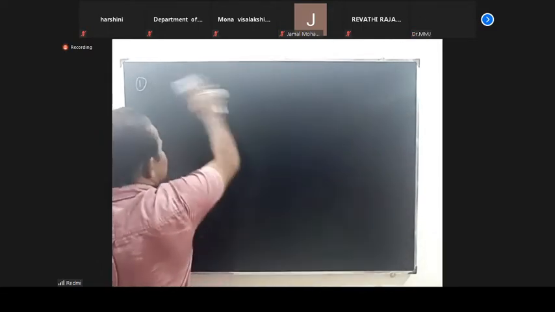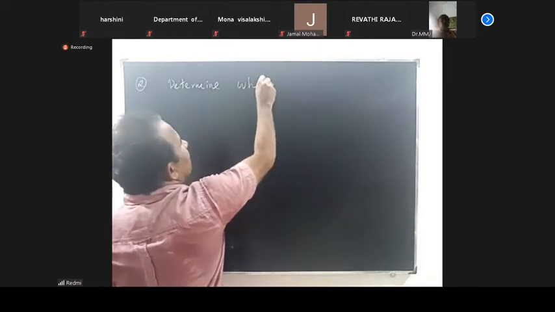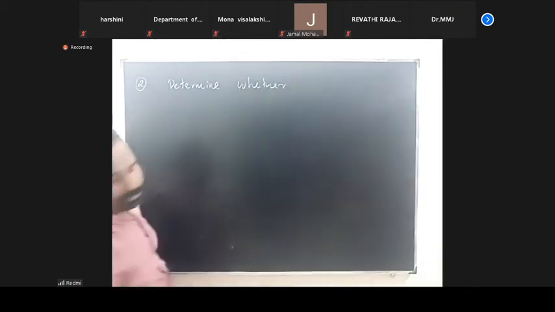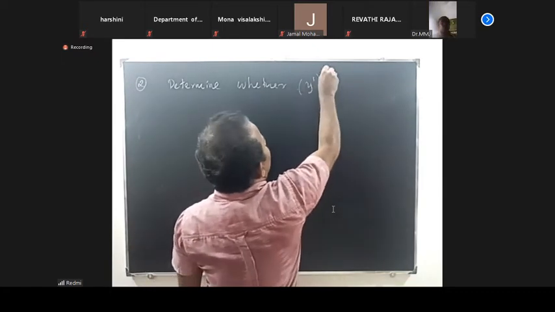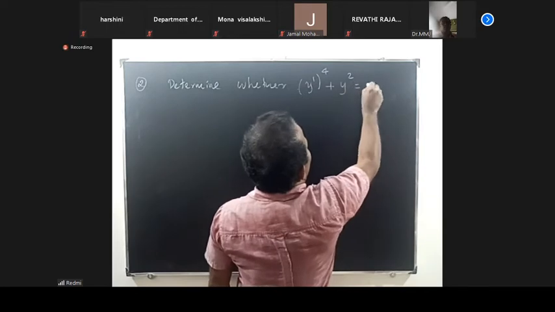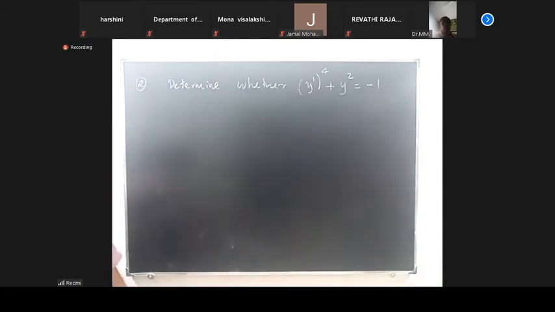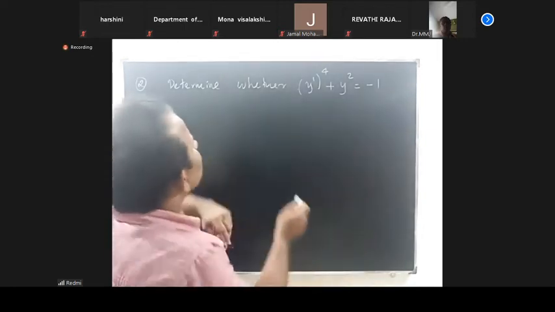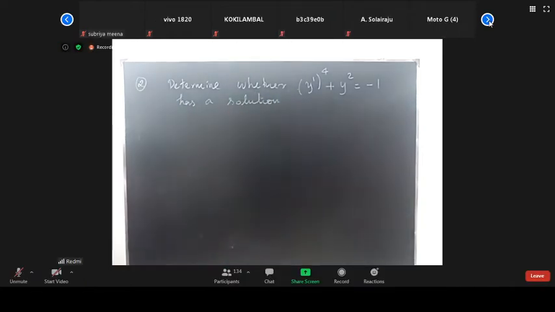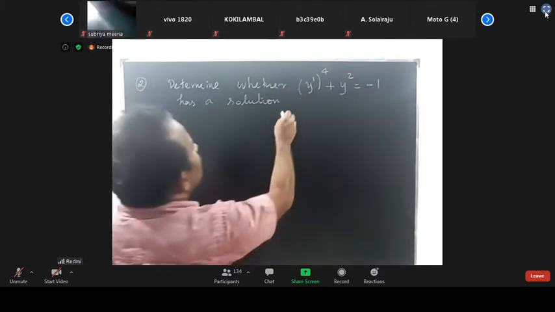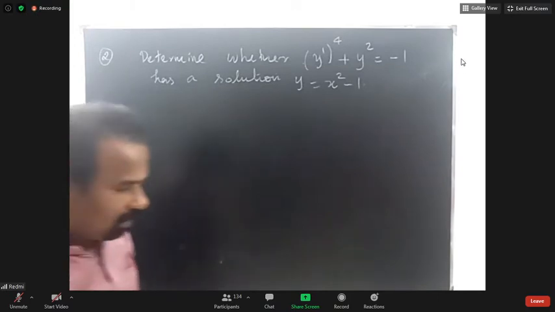Okay. The next question is, determine whether this equation, y dash power 4 plus y squared is equal to minus 1, this differential equation, has a solution. Determine whether this differential equation has a solution y is equal to x squared minus 1.